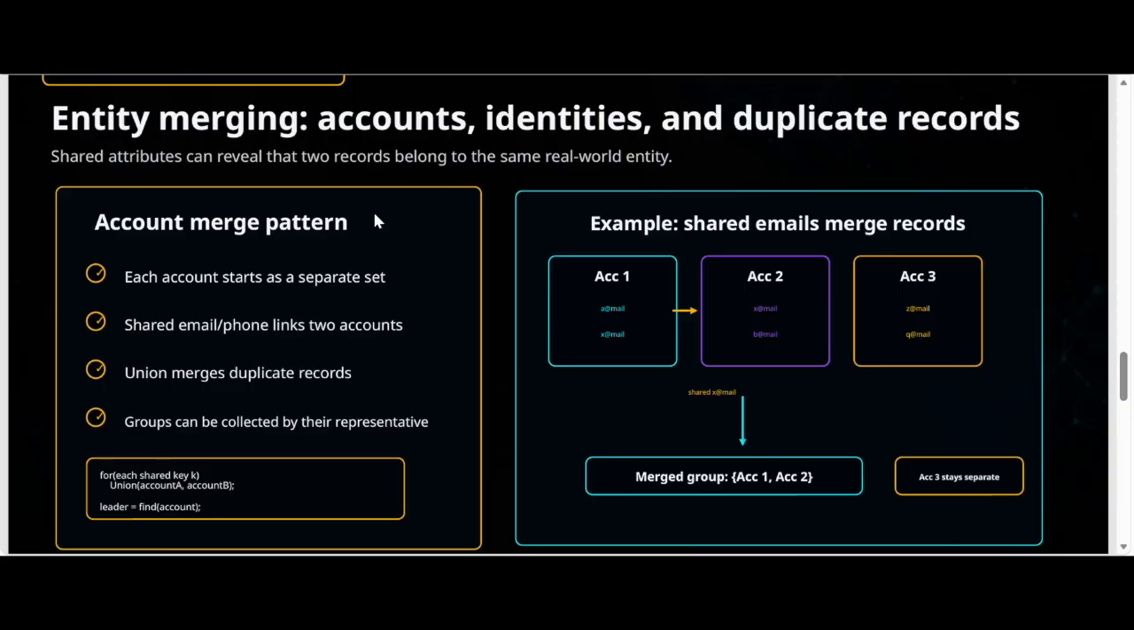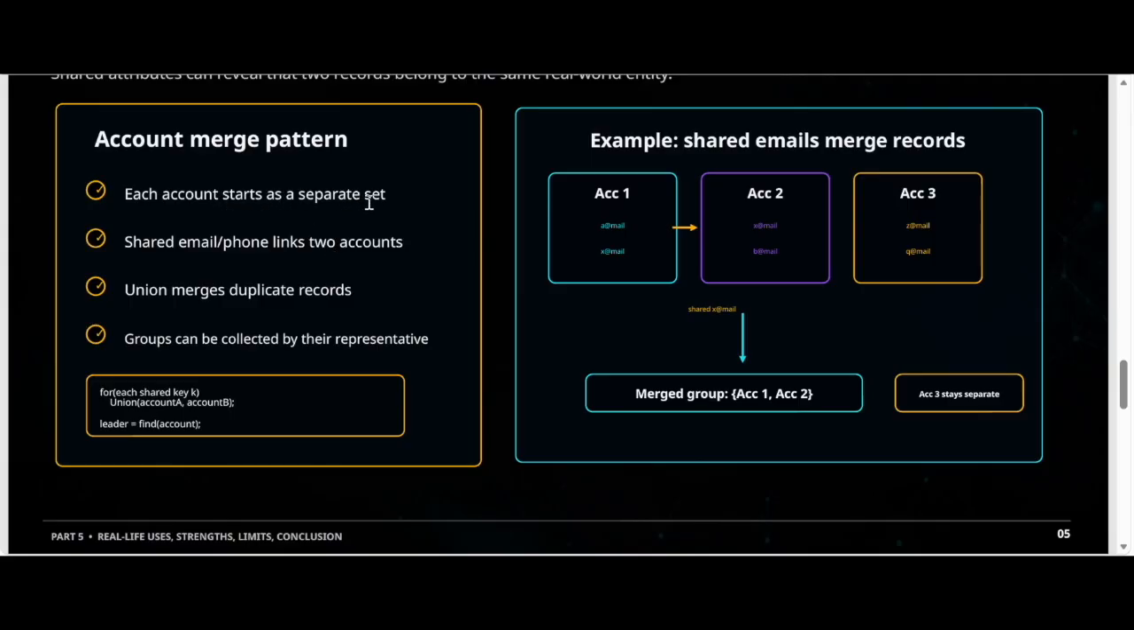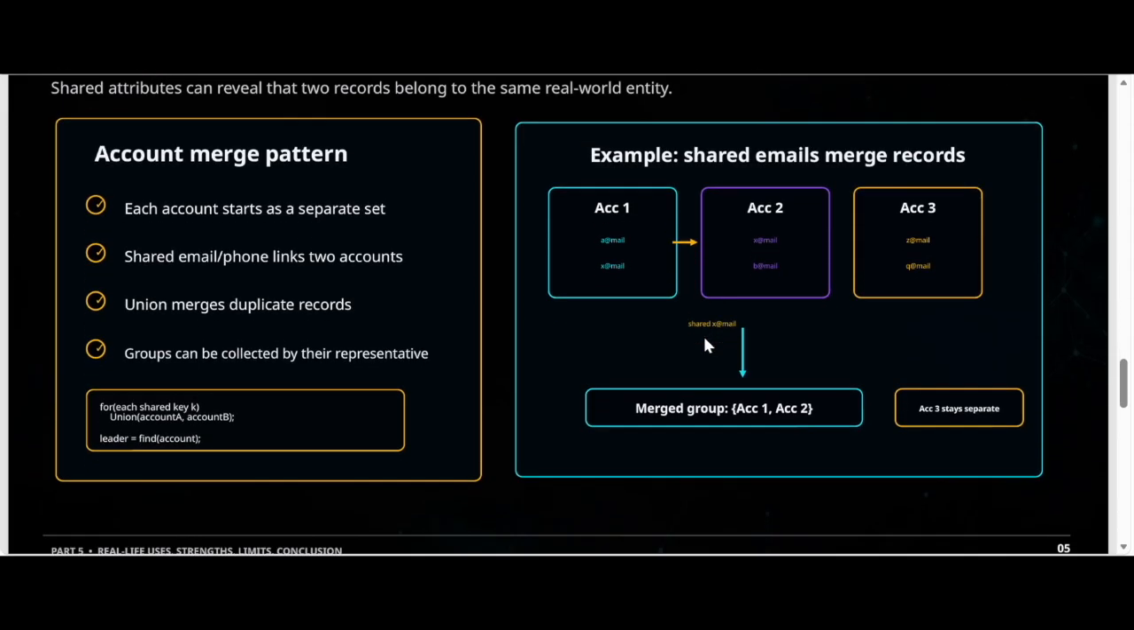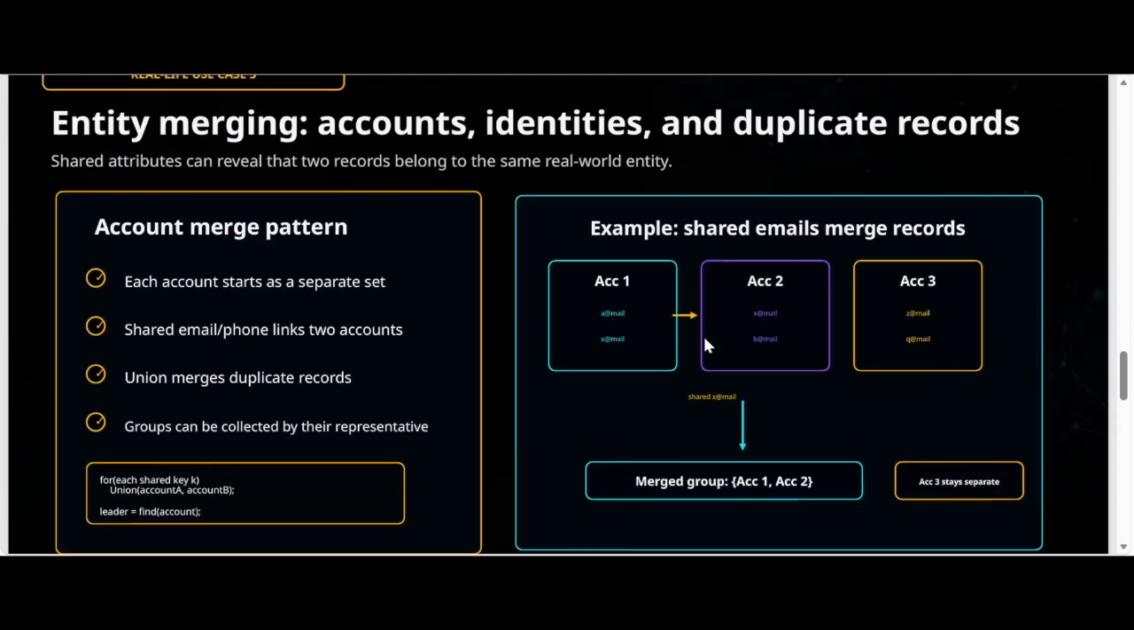The pattern by which accounts can be merged is: each account starts as a separate set, a shared email or phone links the accounts, and union merges duplicate records. Groups can be collected by their representative. In the figure we can see there are two accounts, account number 1 and account number 2. Account 1 has a at mail and x at mail, and account 2 has x at mail and b at mail. So accounts 1 and 2 have one similar email, x at mail, so we can merge account 1 and account 2.